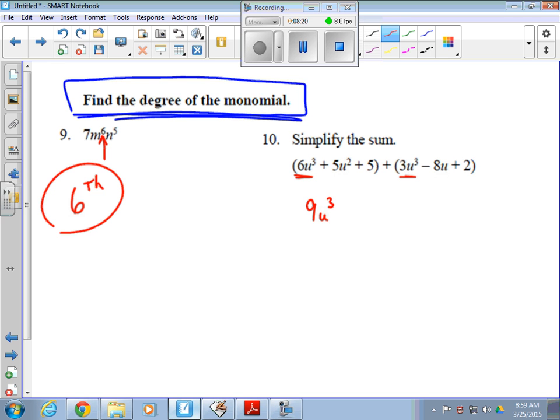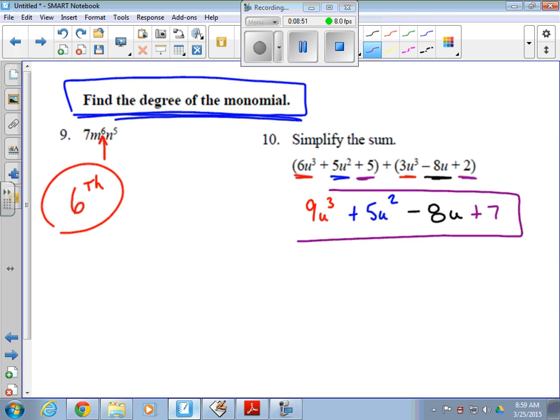U squared is next. Notice there's only one u squared. They don't have one in the second polynomial. Positive 5u squared. So you simply list that one next. The next biggest one is u to the first power. There's only one. Again, it's in that second polynomial, and it is negative 8u. And then the last terms are the constants, 5 plus 2. 5 plus 2 is positive 7. Here's your polynomial. 9u to the third plus 5u squared minus 8u plus 7.